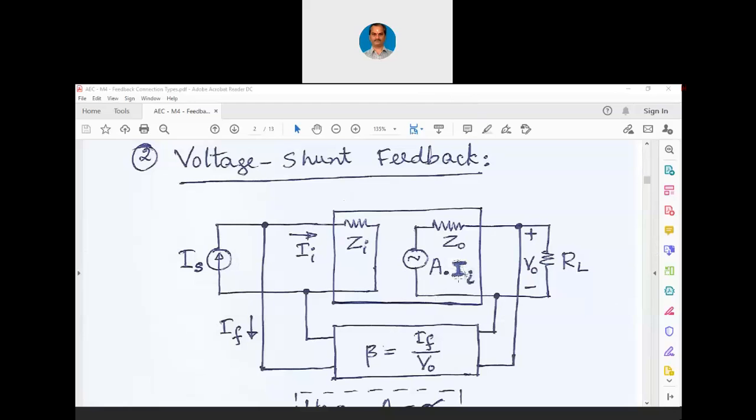When A equals Vo by Ii, that Vo by Ii is going to be called a transresistance. Vo is the output voltage, Ii is the input current. So it is going to be a transresistance. So remember, this is like a transresistance amplifier now. That means current is converted into voltage.